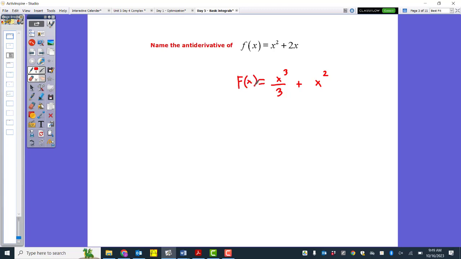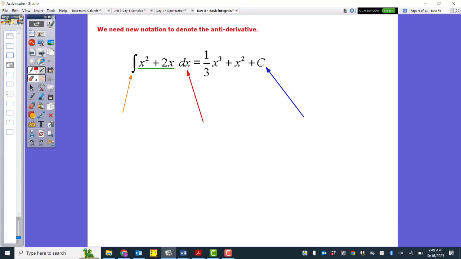Now the issue is, this is not the only possible antiderivative, because there's something else we have to take into consideration: a constant. If we had plus 5, that would give us the same thing. If we had plus 100, that would give us the same thing. So anytime we do this, we also have to consider that there might have been a constant that was added there as well. Okay? This is the idea of an antiderivative.